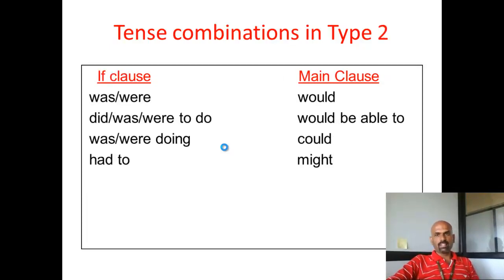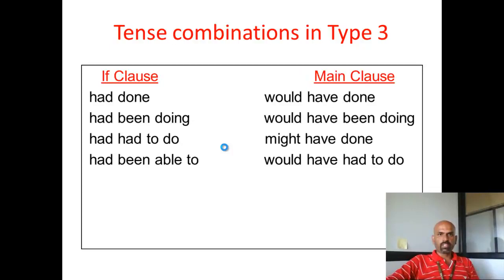And type 2, that is unreal condition, it is imaginary condition. Past tense in the if clause, would plus verb in the main clause. Keep it that way in the mind. Further examples I'll give you in the next video. And in the third condition, that is unreal condition, past perfect tense in the if clause, future perfect conditional in the main clause. Past perfect tense means had plus verb in past participle. In the main clause, would plus have plus verb in the past participle. Clear?